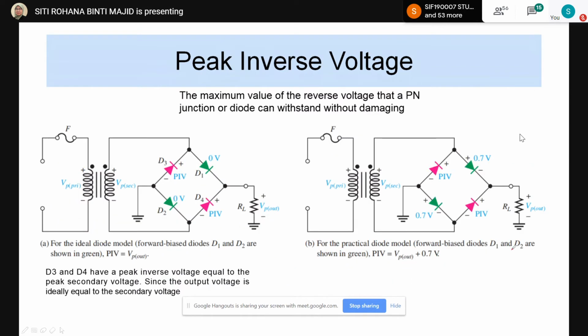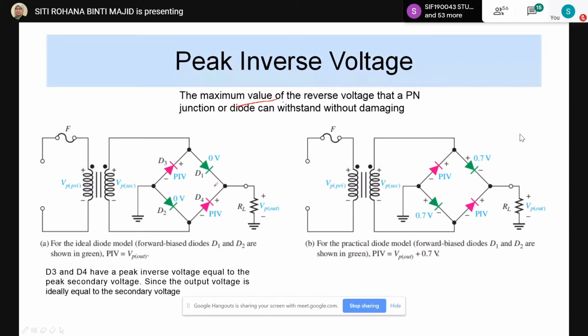Another part about the rectifier is peak inverse voltage. So what is the meaning of peak inverse voltage, which is PIV? This PIV parameter actually refers to the maximum reverse voltage that a junction or diode can withstand without damage. So, the maximum reverse voltage for a diode to withstand without any damage.